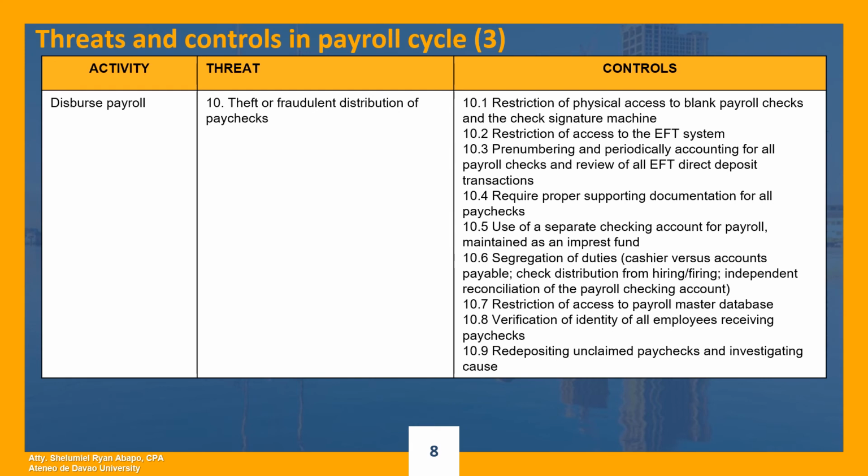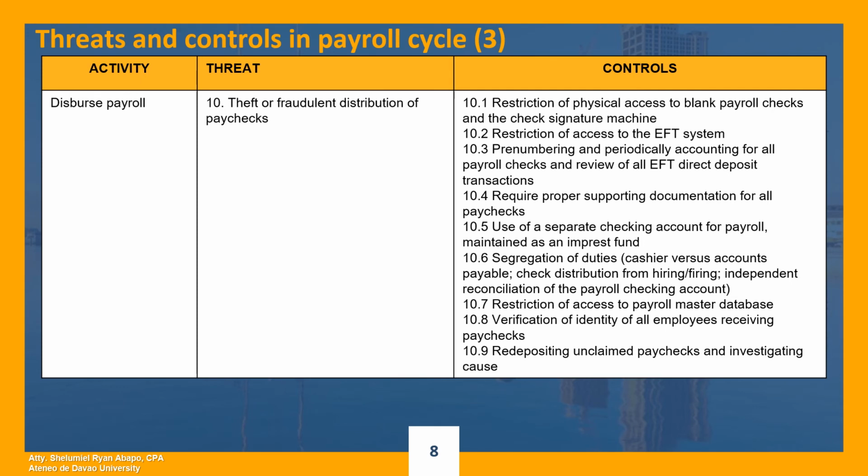Now, what are the threats in this disbursement of payroll? It is the theft or fraudulent distribution of paychecks. This can result in increased expenses and loss of cash. Applying to payroll the controls related to other cash disbursements can mitigate this threat. What are these controls?